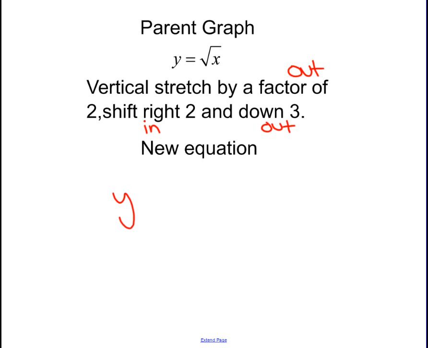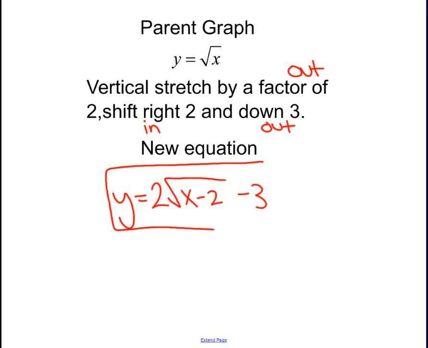So now all we have to do is fill in the pieces that we know. So we know that y equals, and it's a vertical stretch by a factor of 2. Vertical means it's outside and it stays the same. Multiply that by our x right 2, which means minus 2. And then we're going to move outside is going to be down 3. So there's our answers. We moved a vertical stretch by a factor of 2, we moved right 2, and we moved down 3.